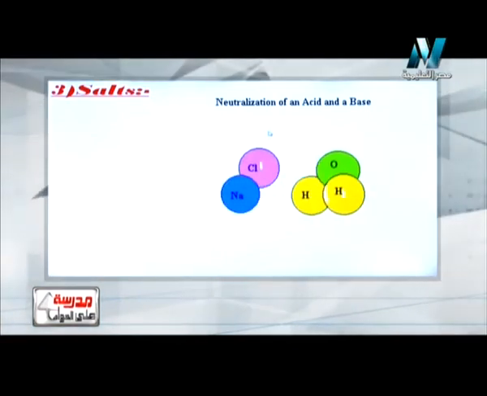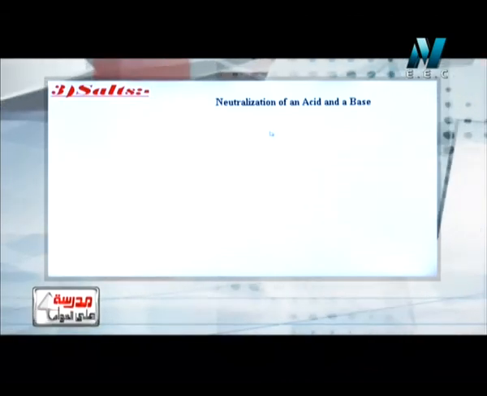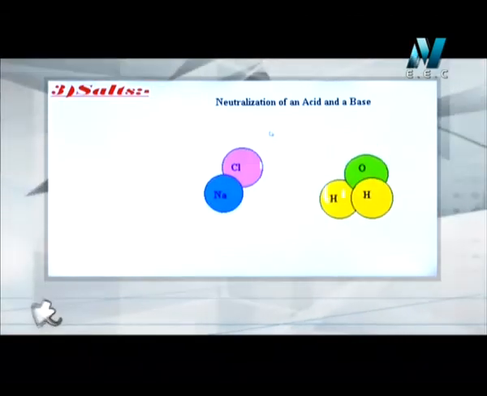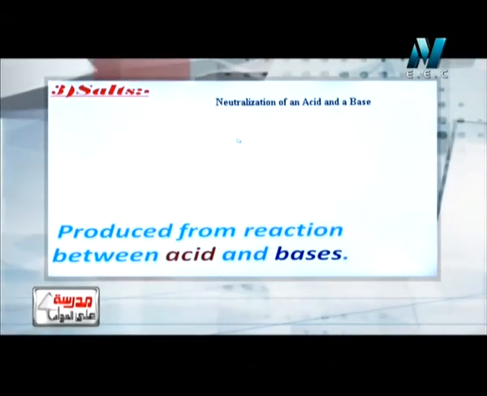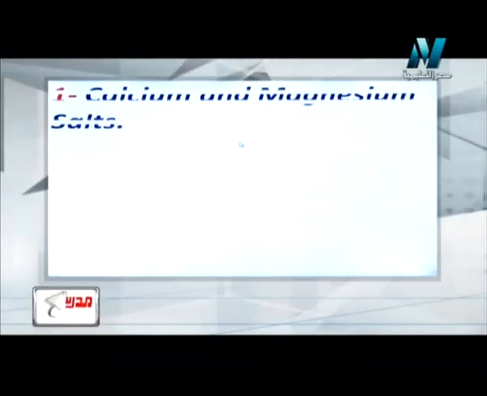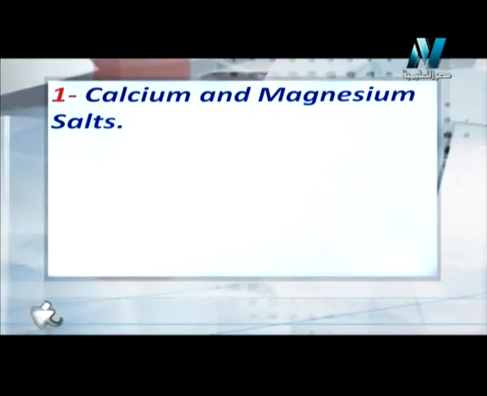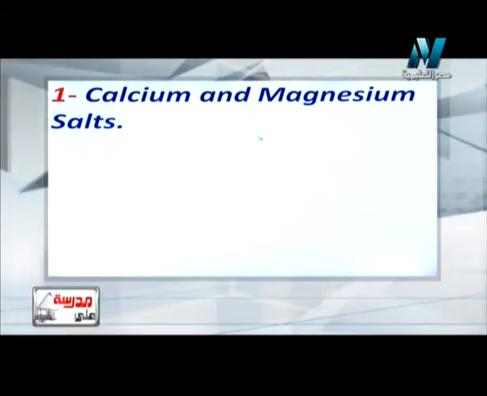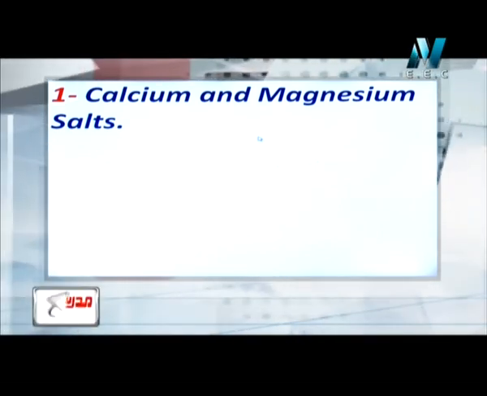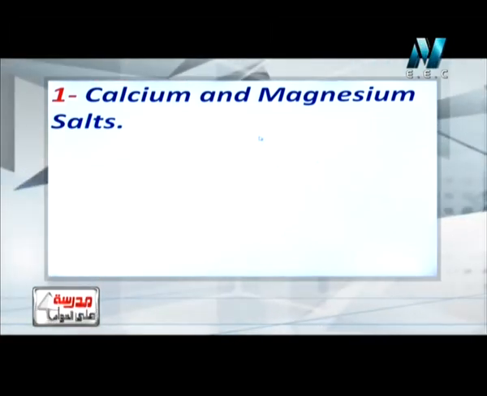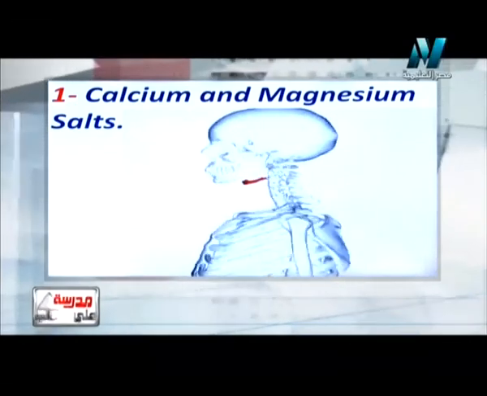As we follow the figures, we find HCl plus NaOH produce NaCl and H2O. So salts are produced from the reaction between acids and bases, as we see in front of us. Now we have salts, such as calcium and magnesium salts. Calcium and magnesium salts help in the formation of bones in the human. Calcium and magnesium salts, as we see here, formation of bones.